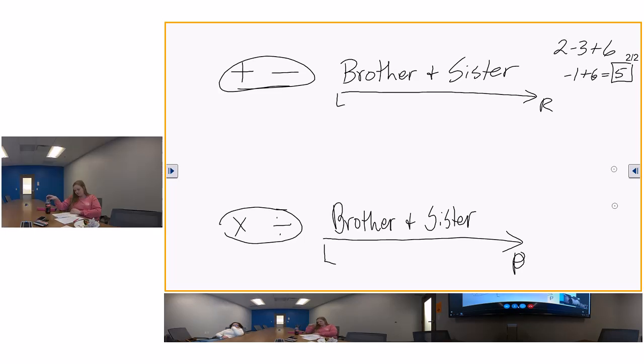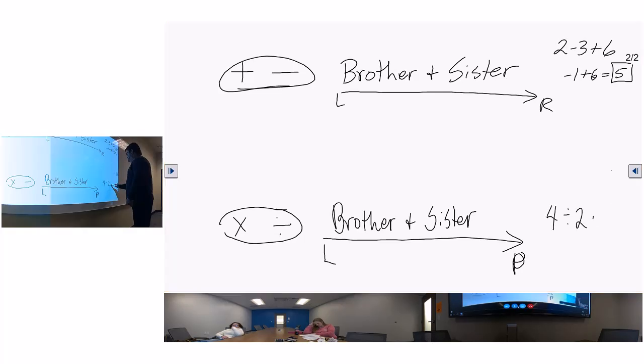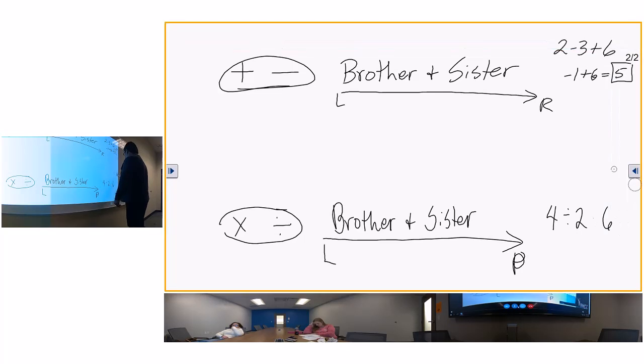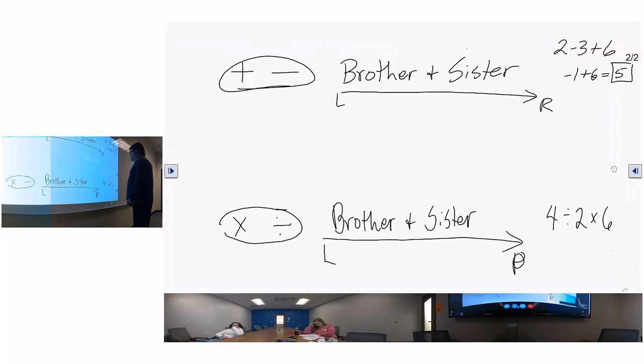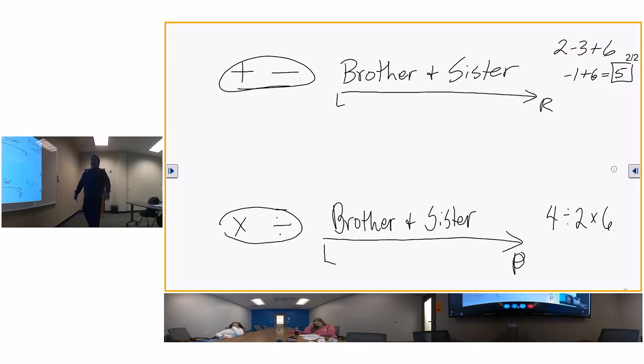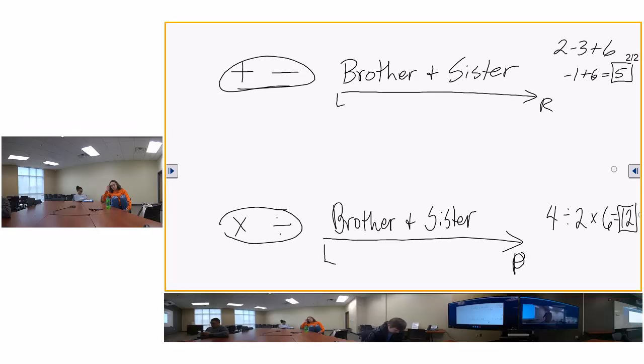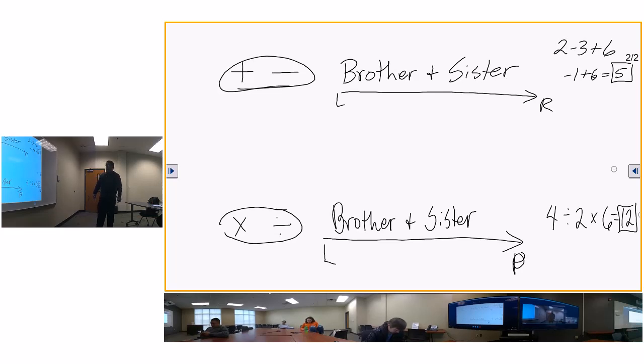Down here, 4 divided by 2 multiplied by 6. What's 4 divided by 2? What's 2 times 6? 12. But what's 2 times 6? What's 12? 4 divided by 12? 3. No, it's not. It's 1/3. So you get 2 different answers.